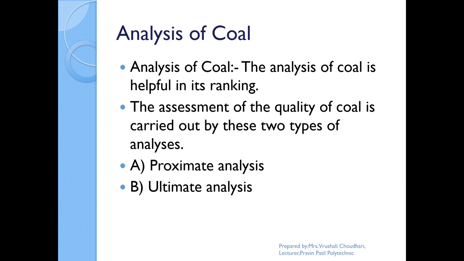If there are two samples and both are claiming to be anthracite, how are we going to check which is the anthracite? For that we must know the carbon content present in that coal. And how do we find out the carbon content? That is determined by the analysis of coal. It is achieved in two ways: one is called proximate analysis, another is called ultimate analysis.